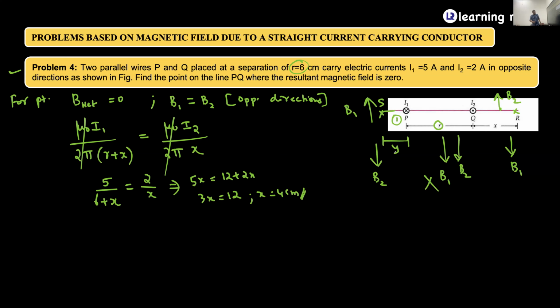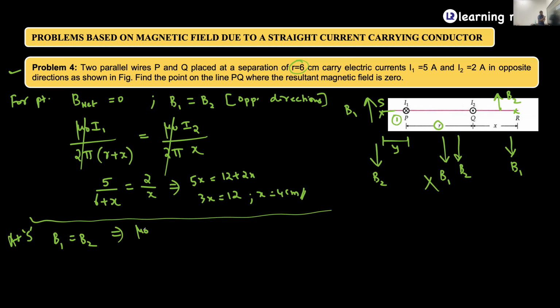B1 is equal to B2. Right. So I'm going to say B1 is equal to B2 at which point? At the point S. So B1 is equal to B2 means mu naught I1 divided by 2 pi Y is equal to mu naught I2 divided by 2 pi into R plus Y. So mu naught by 2 pi is lost. Same logic again. Current divided by distance is equal to current by distance.